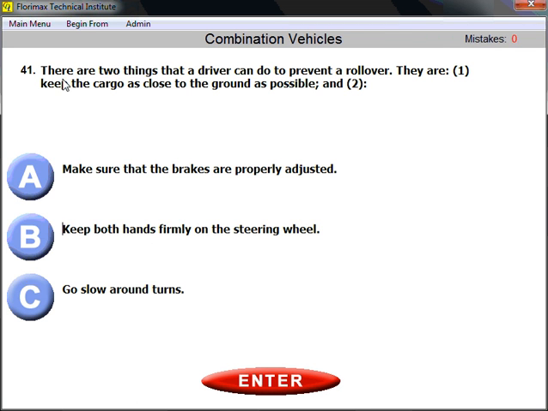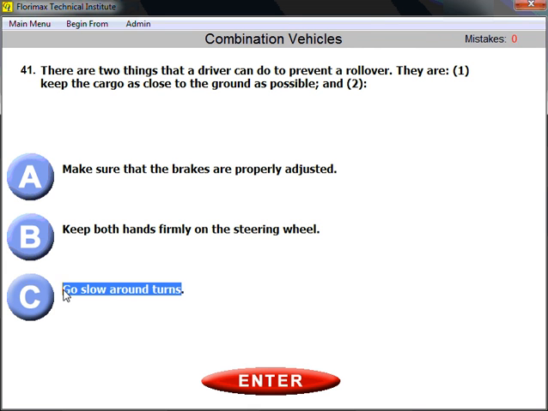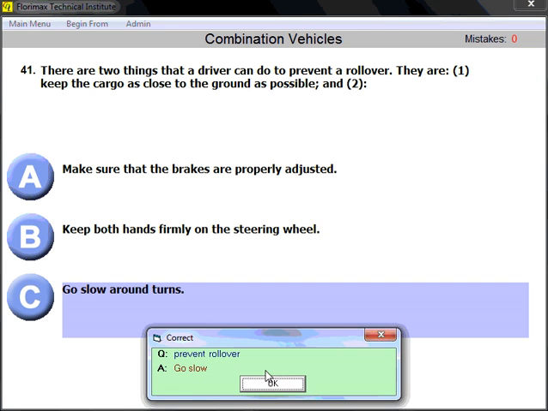Again, a fifth or sixth repetition of the same question, just for us to remember that there are two things the driver can do to prevent a rollover. They are: keep the cargo as close to the ground as possible. That's one. And what is number two? The second one, go slow around turns. Make turns as gently as possible.